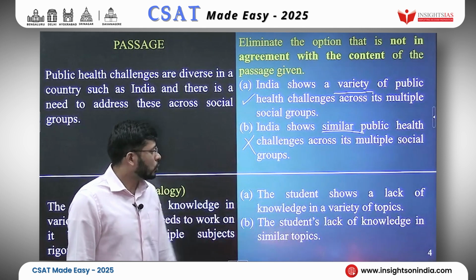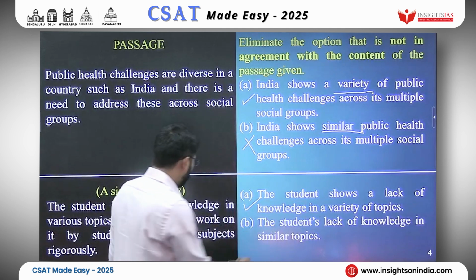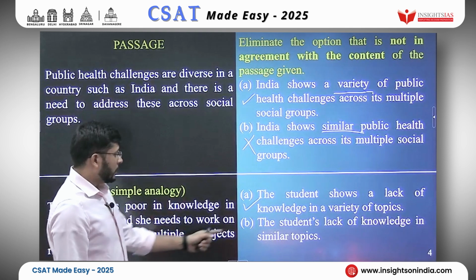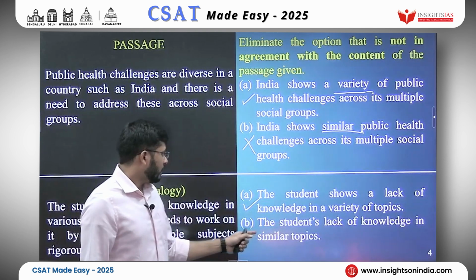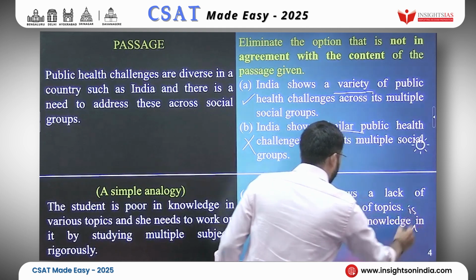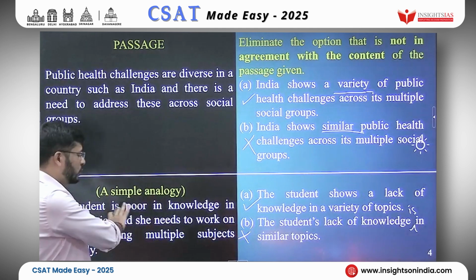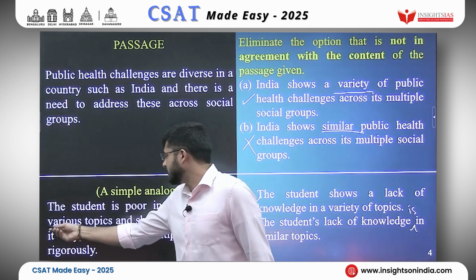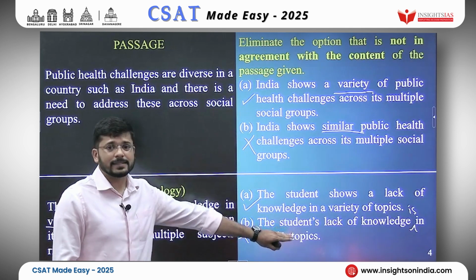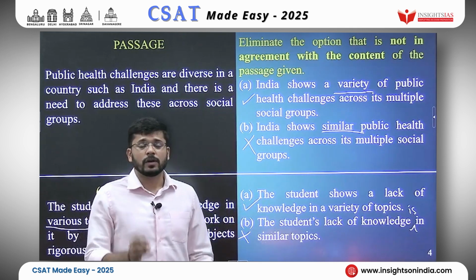The student shows a lack of knowledge in a variety of topics. Yes, because she is poor in knowledge in various topics. Okay. The student's lack of knowledge is in similar topics. No, it is only various topics. Here it says various topics, not similar topics. So this option is not in agreement with the passage. So we will eliminate this one.